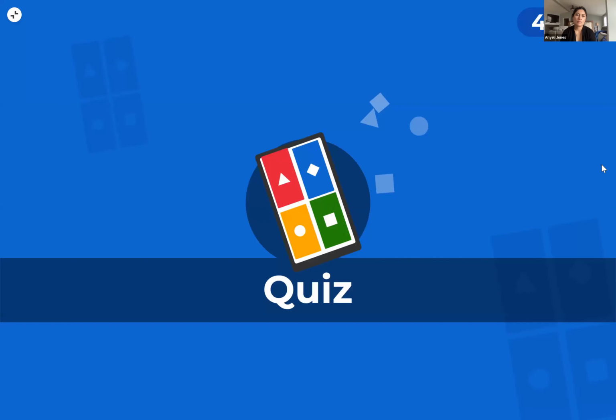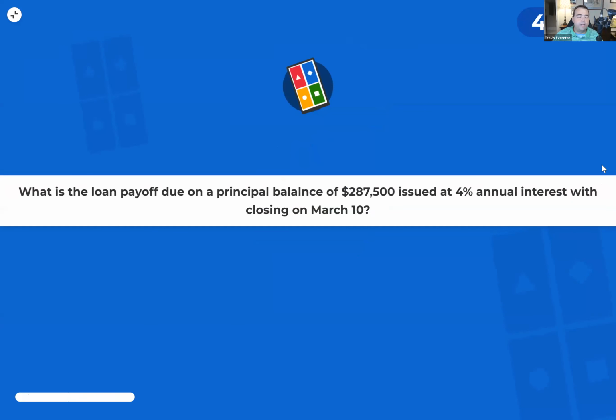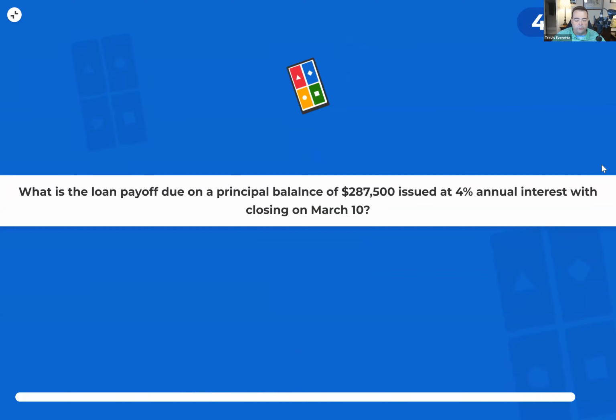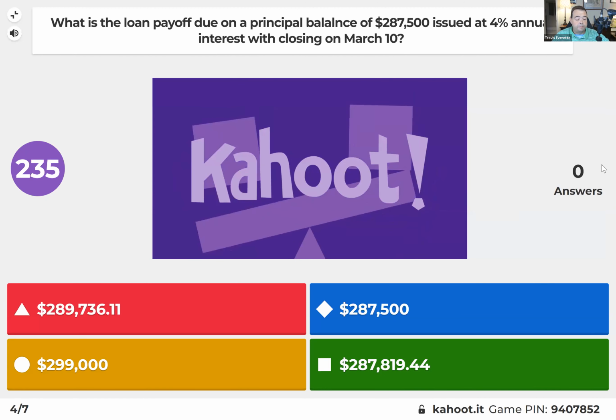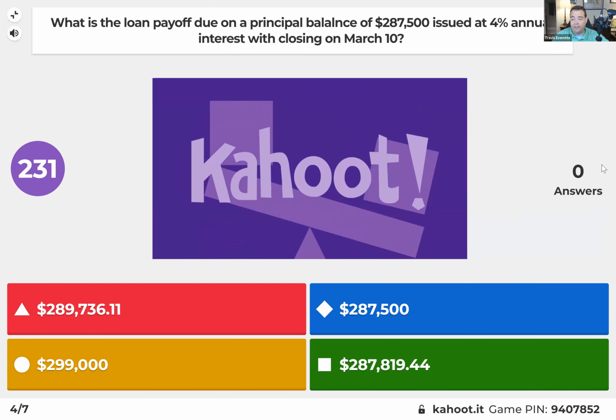Okay. Number 4. What is the loan payoff due on a principal balance of $287,500 issued at 4% annual interest with closing on March 10th? You got 4 minutes. Plenty of time.